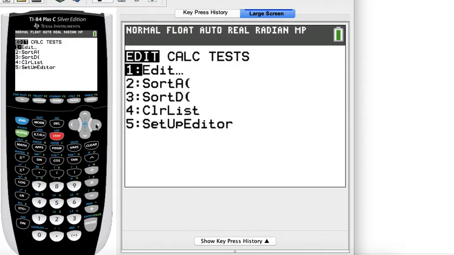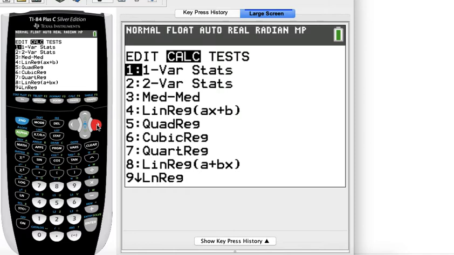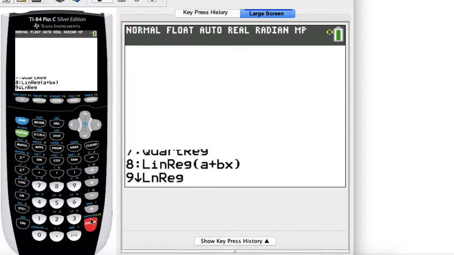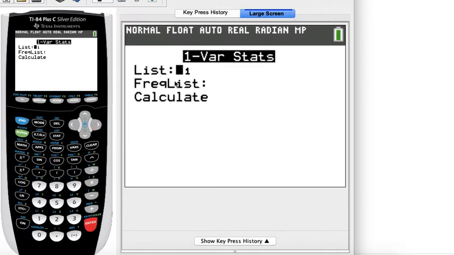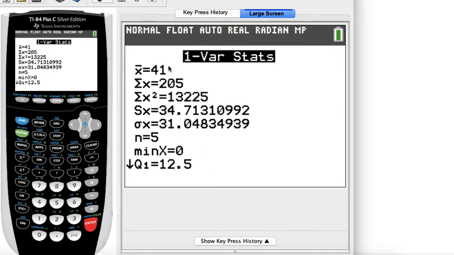So I'm going to go over to calculate, and I have one variable, and I want stats about that one variable, so I'm going to select option 1. All my data was stored in list 1. Each occurs once, so I don't need to change the frequency list. It's not associated with another value. And calculate. So look at the data that it gives us.